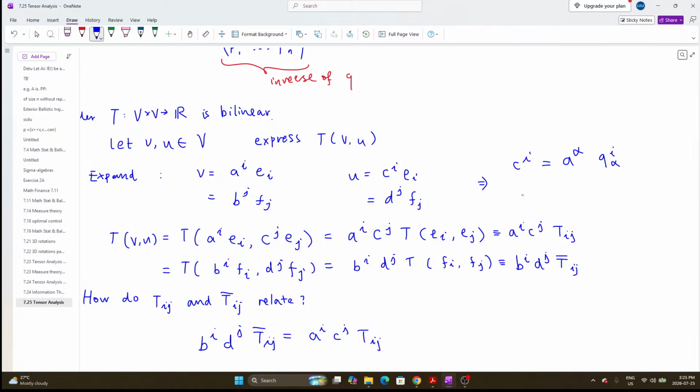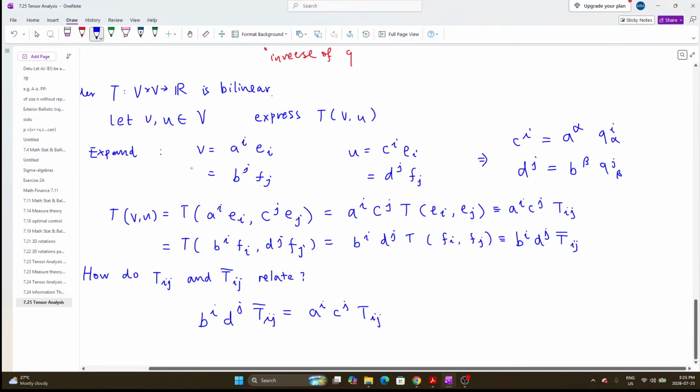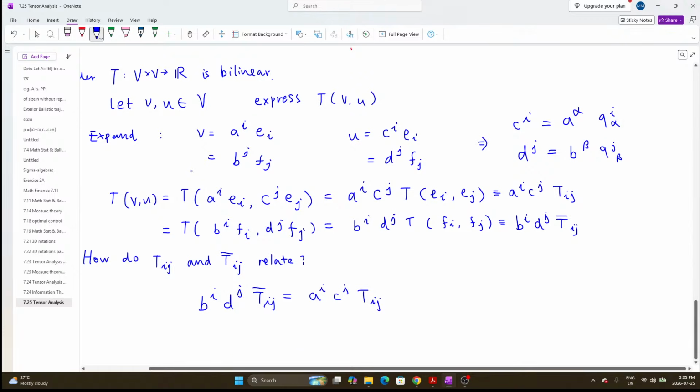Okay, so this is C I, and D J and B J are related in the same way. So let's write D J is B beta Q J beta downstairs. This was the coordinate transformation law for vectors in V that we derived earlier. So let's hold on a second. Actually, guys, you know what? My goal is to get rid of the B and D.